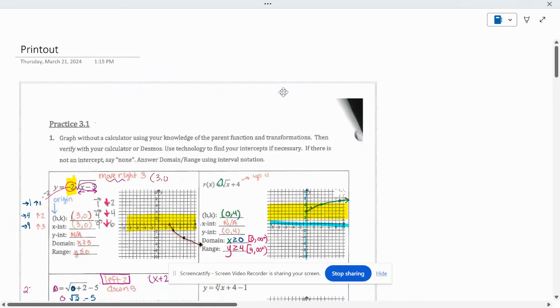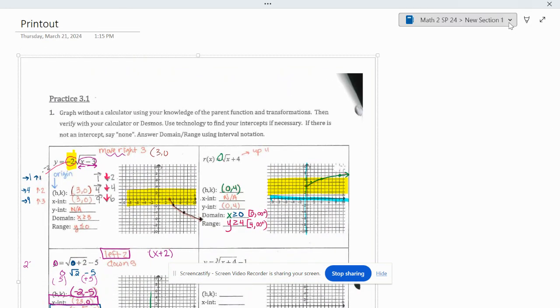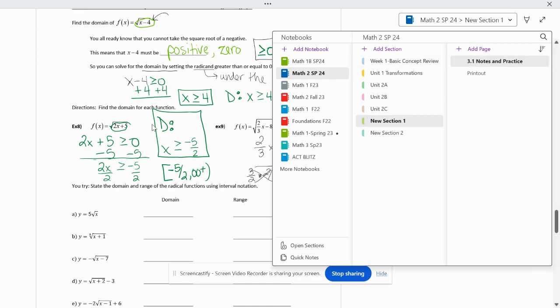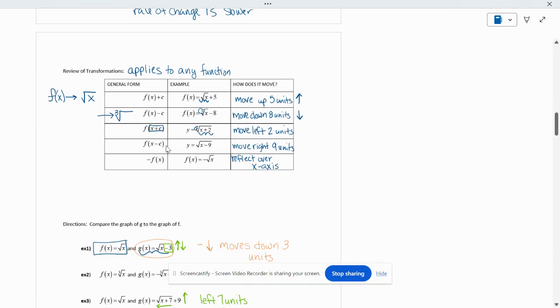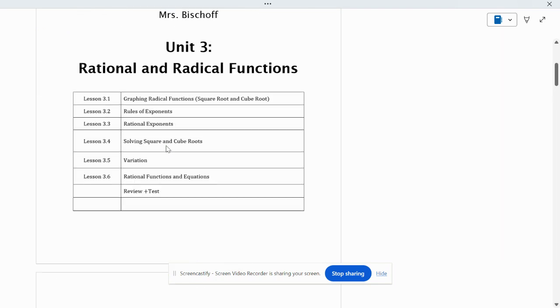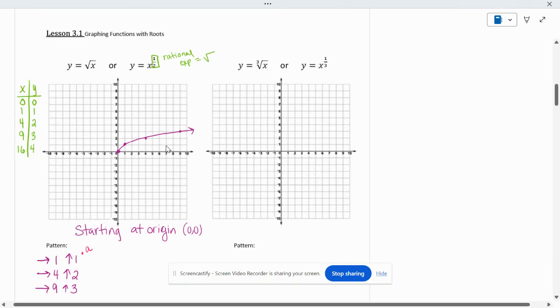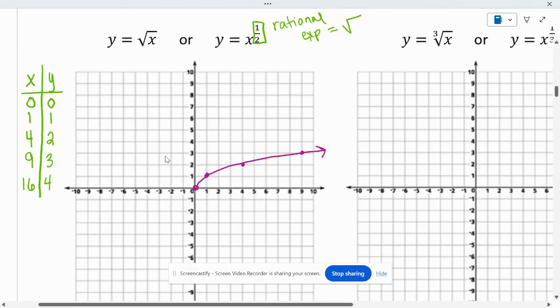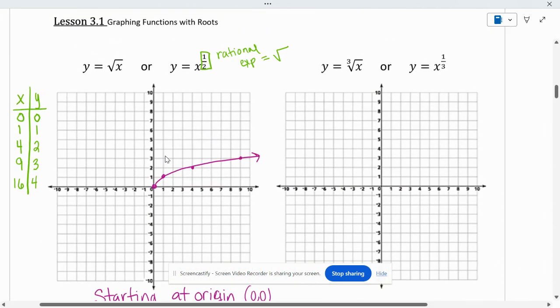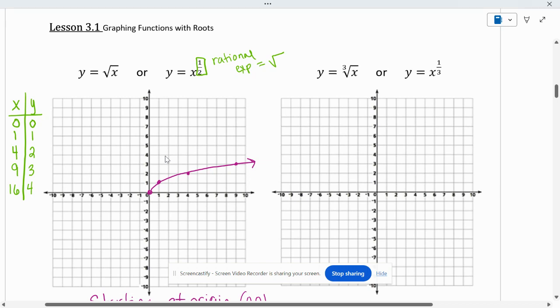Okay, so let me get to the front of our notes. Notes 3.1. So I'm starting right here at the beginning of our notes, Lesson 3.1. Yesterday your video started off with square roots.